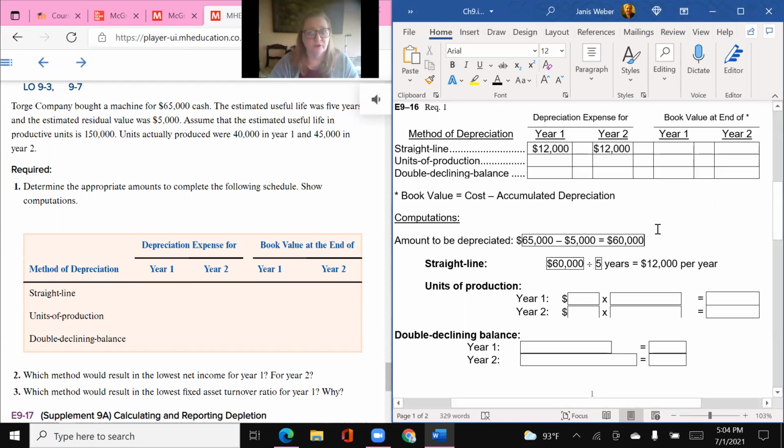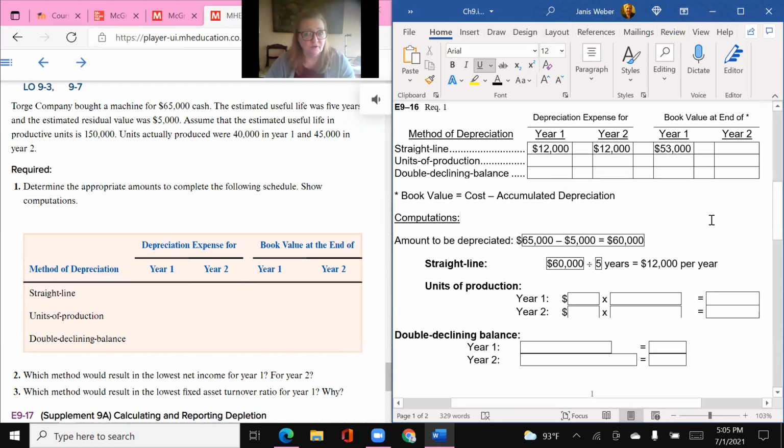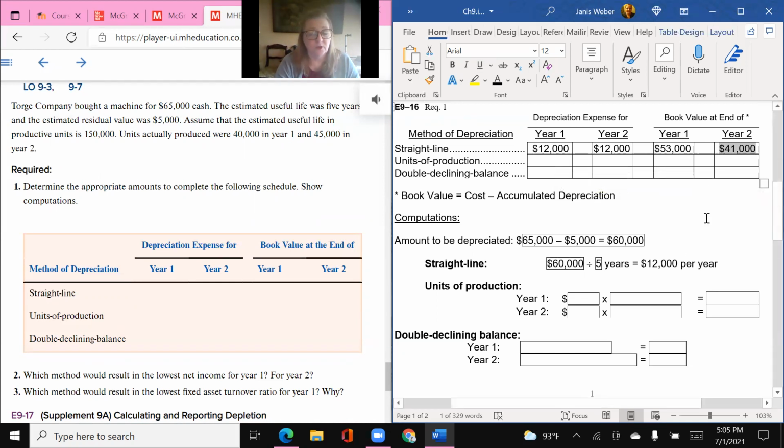And so if you look at book value, it's going to be the original cost of 65,000 minus the accumulated depreciation at that point. So at the end of year 1, the book value is 65,000 minus 12,000, which is 53,000. And then if you depreciate another 12,000, the book value at the end of year 2 is 65,000 minus 24,000, which brings you to 41,000 net book value. So that's straight line. Very straightforward.